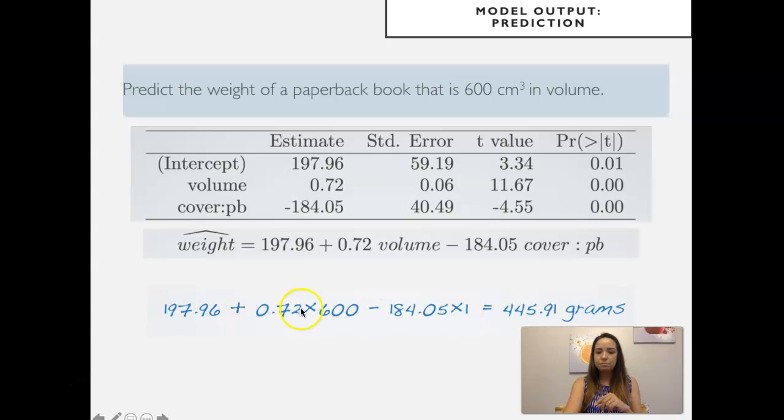And we'll make these calculations and we can conclude that if we have a book with volume of 600 and we know that the book is paperback, we can expect, with lots of confidence, because the model is predicting about 92% of the variance in weight, that the weight would be on average, that's a point estimate, 445.9, okay?